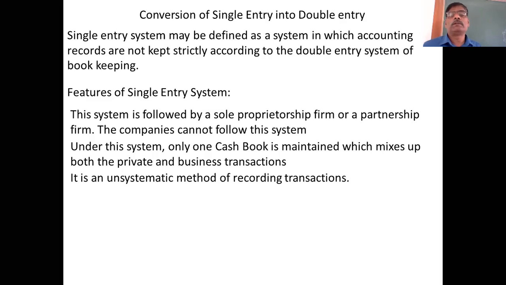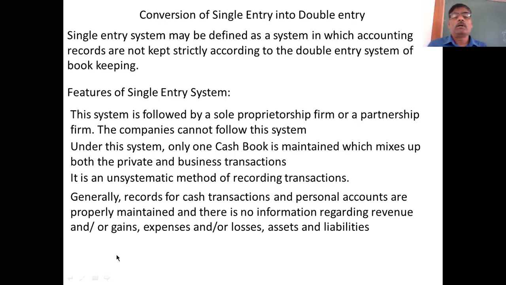And the third feature of the single entry system is that it is an unsystematic method of recording transactions. There is no science at all. A systematic record is not there, because the trader maintains the accounts in a manner convenient to himself, without application of systematic methods and principles. Therefore, this method is called an unsystematic method of recording the transactions.